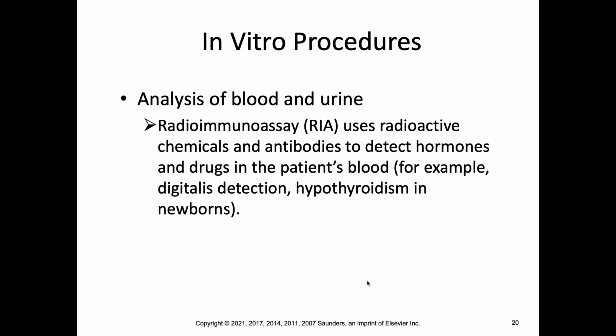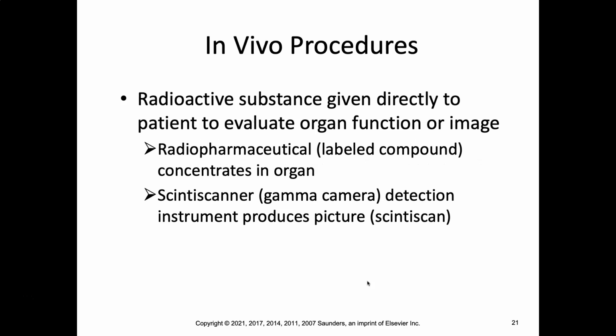Sorry, I should have gone on to the next one. So it defines what in vitro is, and the fact that you're using those radioactive chemicals and antibodies to detect hormones and drugs and all sorts of other stuff. And then in vivo, that's where it's given to the patient, it's placed within the patient, and then you can use a scintiscanner, gamma camera, to detect and produce a picture, a scintiscan.